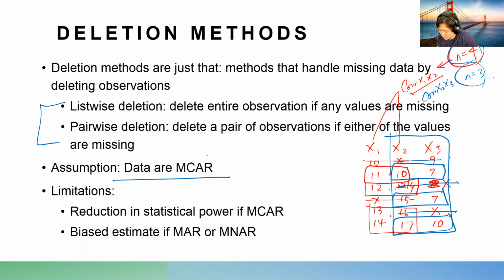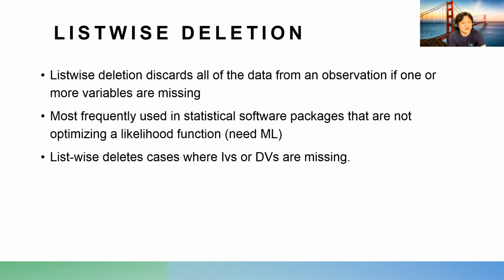But these methods assume your data follows the MCAR assumption. So definitely it will produce biased estimates if your data is MAR or MNAR. Also, you remove data points, so it will affect your power. In listwise deletion, we discard all of the data from the observation. This is most frequently used in statistical software packages that are not optimizing a likelihood function. In undergrad research methods classes, if you have any missing data, delete it. But that's the worst technique to deal with missing data.